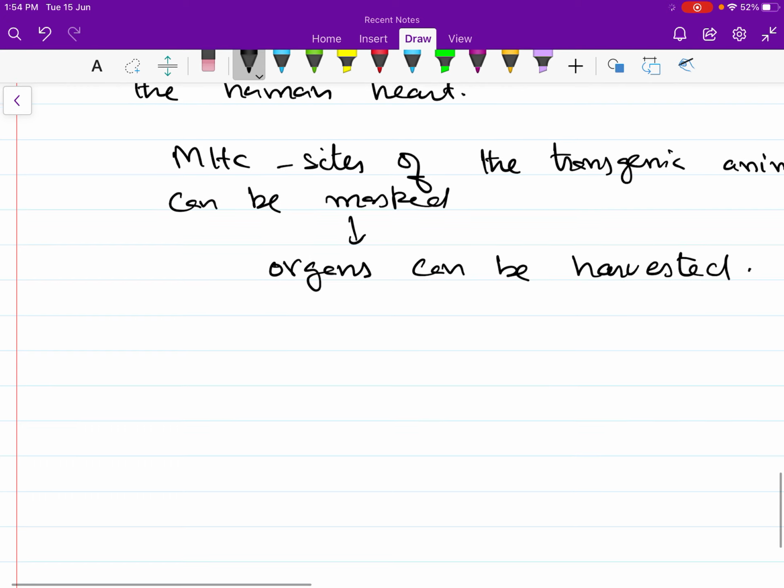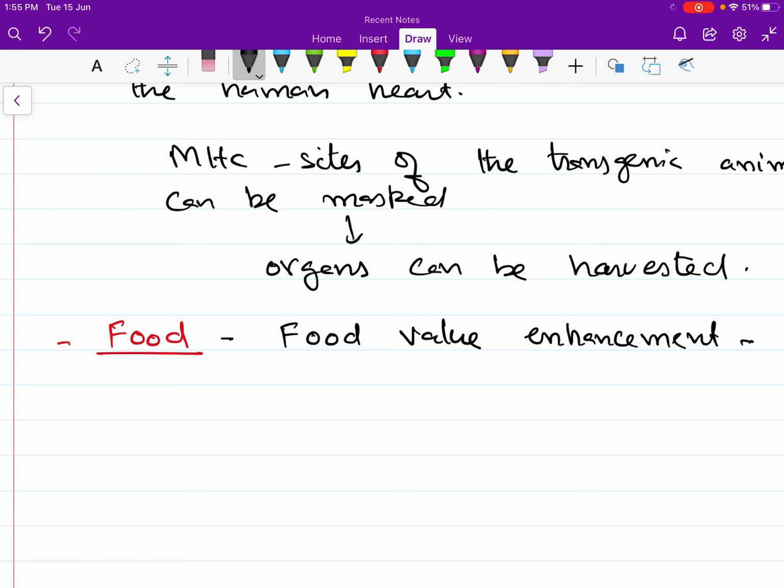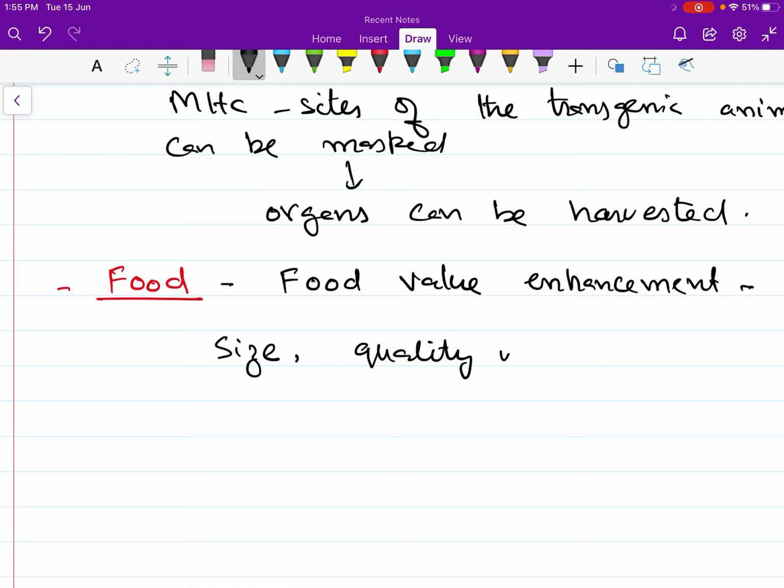Another importance of transgenic animals is that they are developed for food purposes. Transgenic animals are used for developing better quality, better quantity, or better size of the food. This is food value enhancement. For example, a transgenic fish will be of greater size, or its meat will have more nutrition, or if it is a milk animal, then the quantity and quality of the milk will be higher.